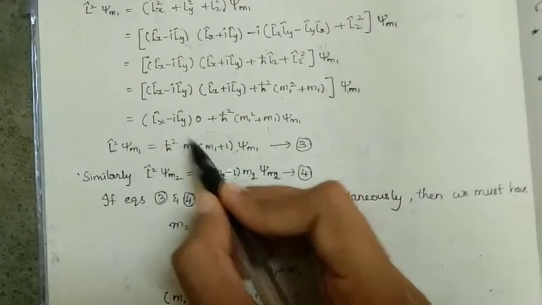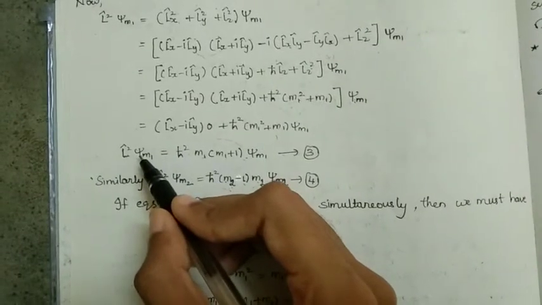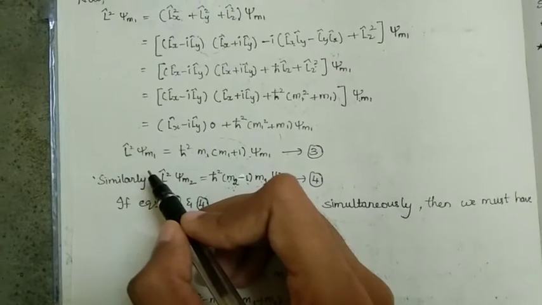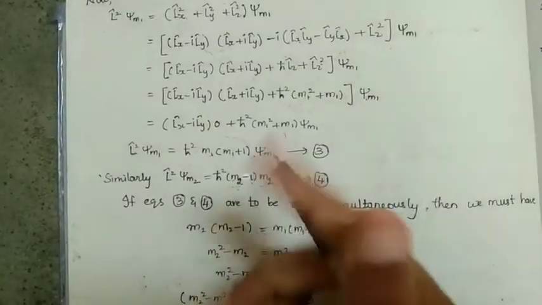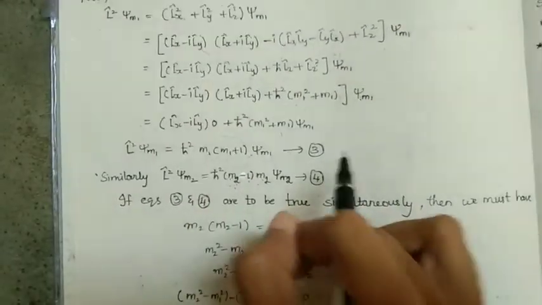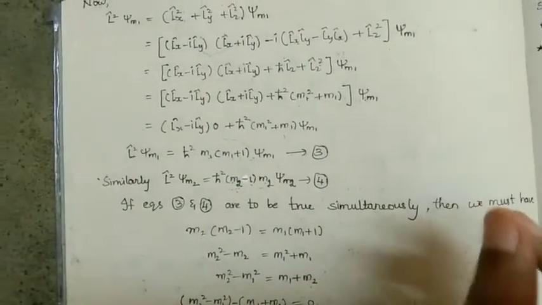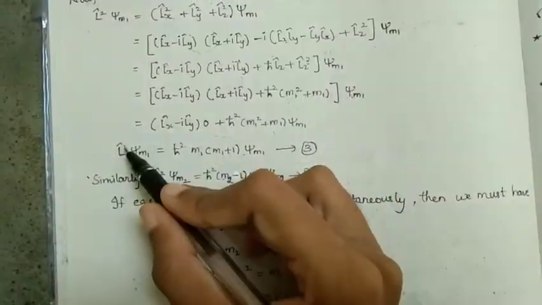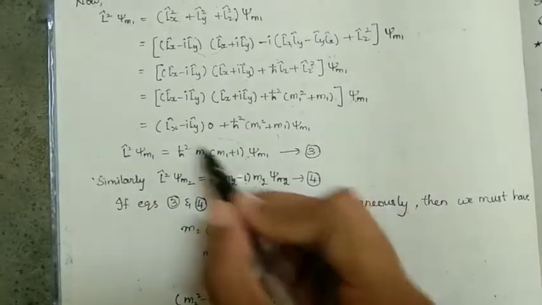So if equations 3 and 4 are to be true simultaneously, then for a given m value equal to 2, we would have the L value the same, 2. For m value minus 2 also, the L value is 2. That is, for L equals 2, we have minus 2, minus 1, 0, 1, 2, these many possible m values. So for this also the L value is the same, and for this also the L value is the same.